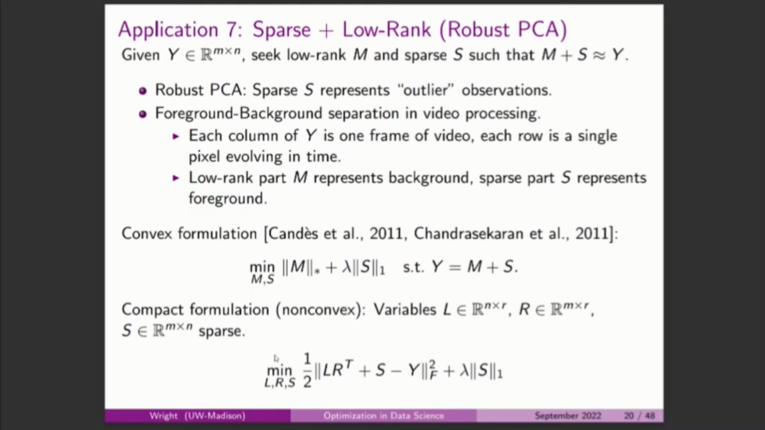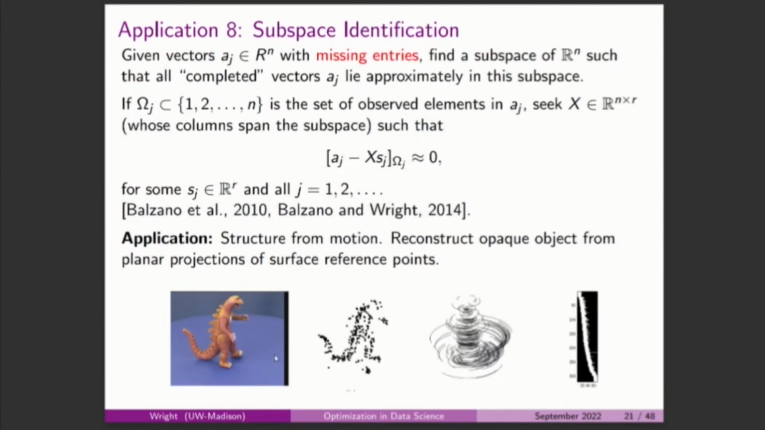This shows up, for example, in video processing. If you've got many frames of a video, the background is the same in pretty much all the frames, but interesting things happen occasionally in the foreground in a relatively small subset of the frames. So what's happening in the foreground is the sparse part of the matrix, and what's happening in the background is essentially the low rank part. You can also write this using a compact formulation of M, expressing M explicitly using two skinny matrices L and R.